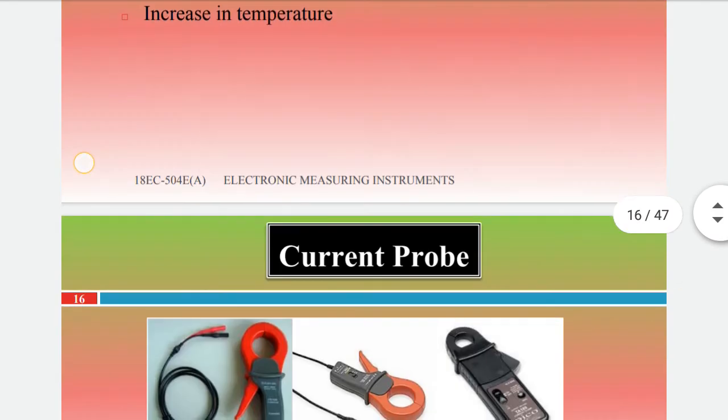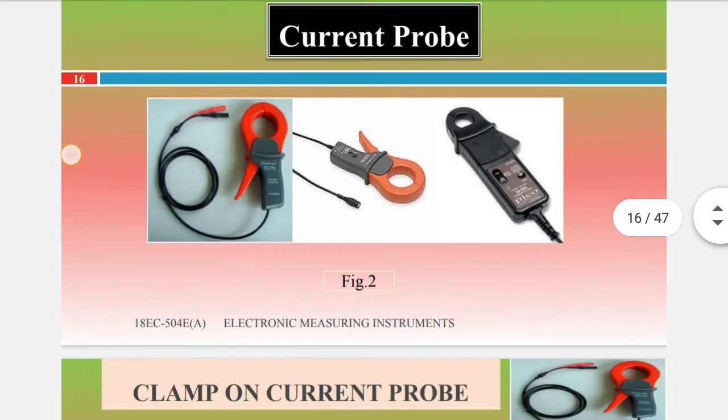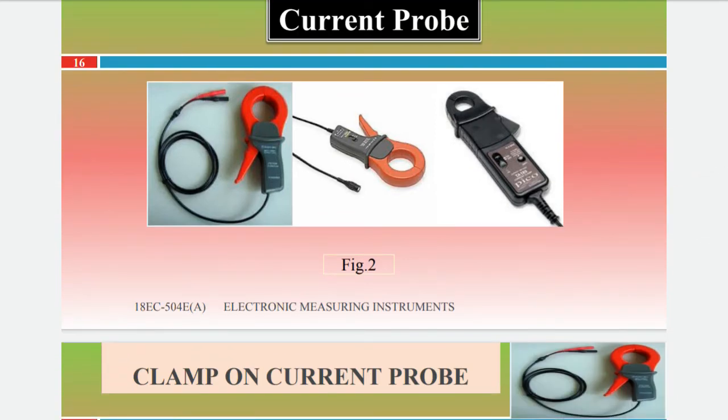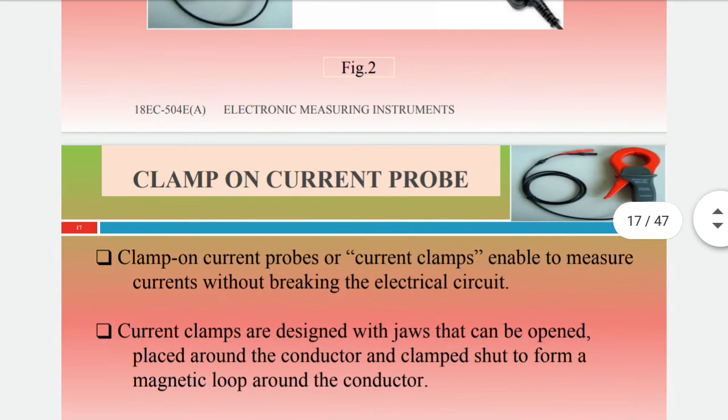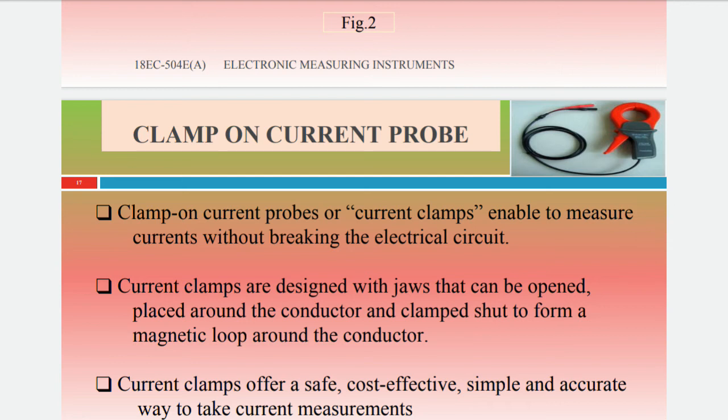Now coming to the clamp on current probe. You can see the different pictures in the figure. Here is the current probe, and there is a clamp. Clamp on current probes or current clamps enable us to measure currents without breaking the electrical circuit. Current clamps are designed with jaws. You can see the jaws that can be opened, placed around the conductor and clamped shut to form a magnetic loop around the conductor.